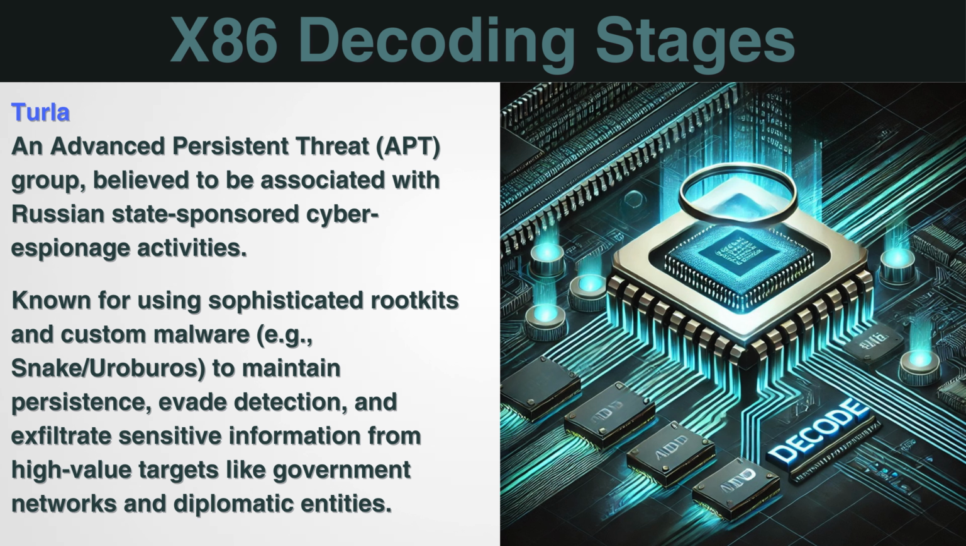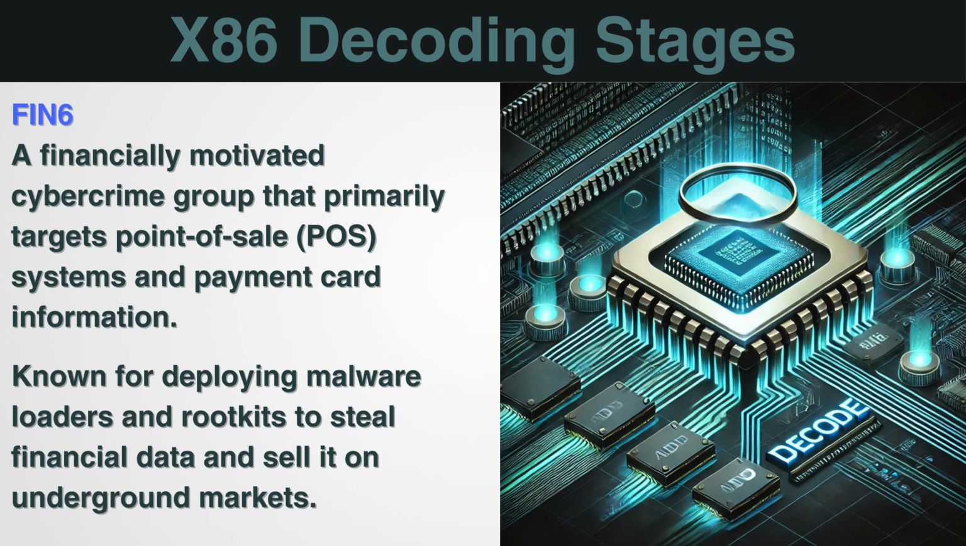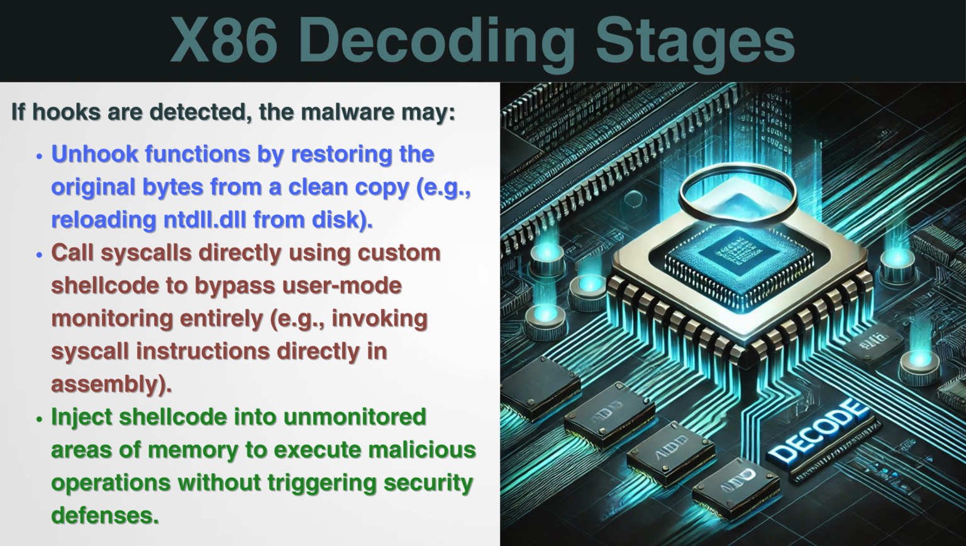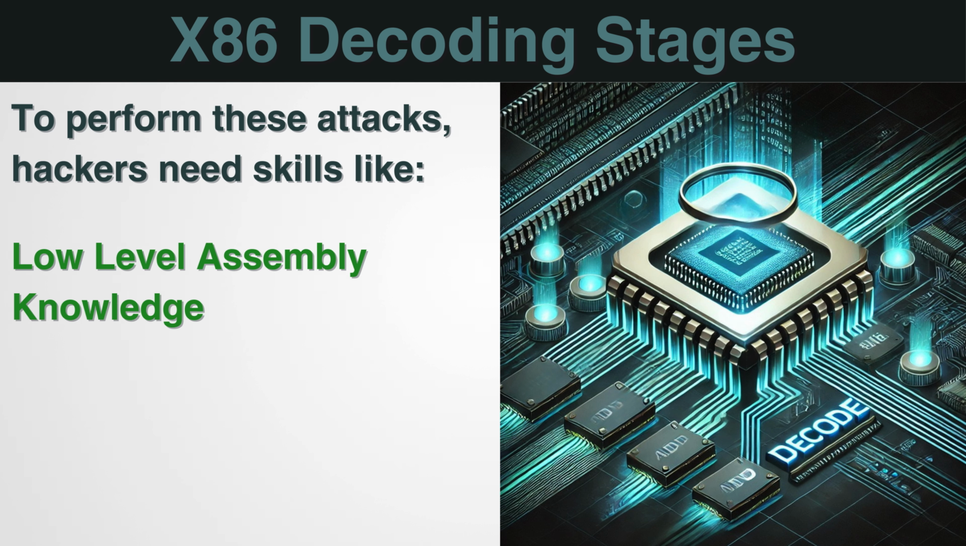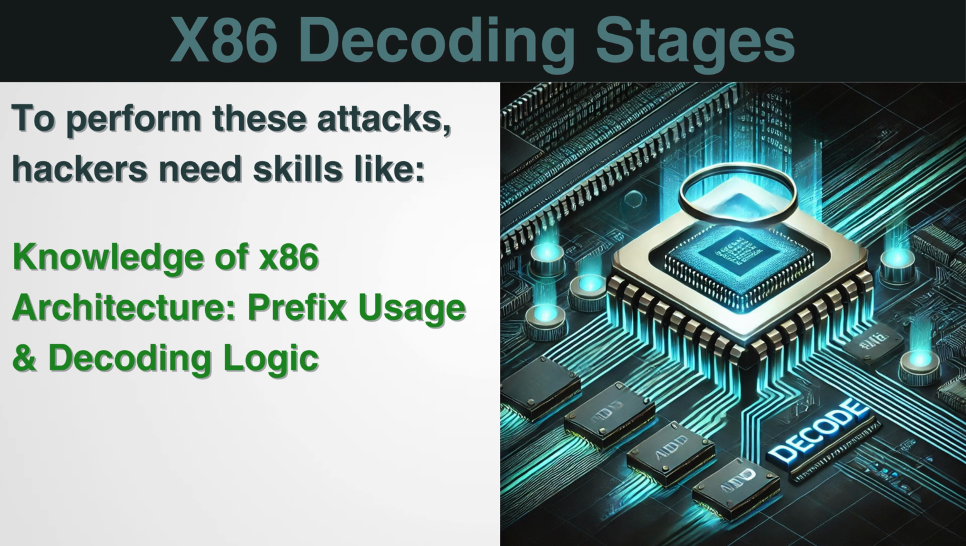Rootkits like Turla and FIN6 malware have been observed probing syscall interfaces for security hooks to dynamically disable or bypass them. Once attackers understand how the decoder processes instructions, they can craft those obfuscated payloads, bypass the hooks, and develop side-channel attacks. They do need skills like low-level assembly knowledge, x86 instruction structure, prefix usage, and decoding logic.